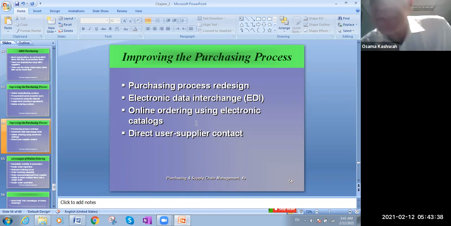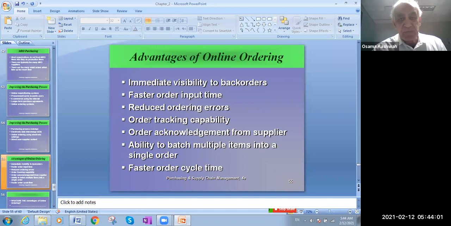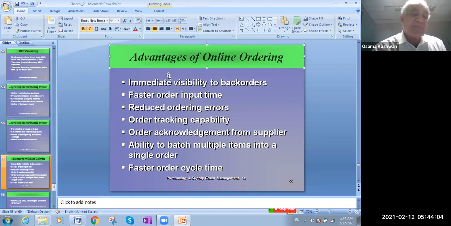Actually, this is the most common thing in updating the purchasing process now, which is the use of technology, because technology is updating every day, so the purchasing process itself updates with it. Direct user-supplier contact, this also. This is a very important question now. Like I'm telling you, Amazon for example, or Alibaba or whatever, those are ordering online. You are purchasing online. What are the advantages of it?